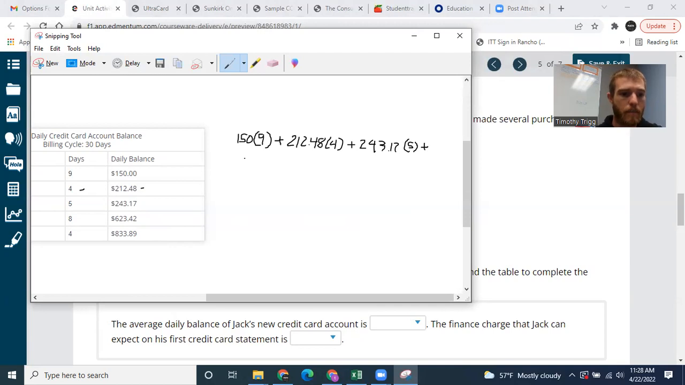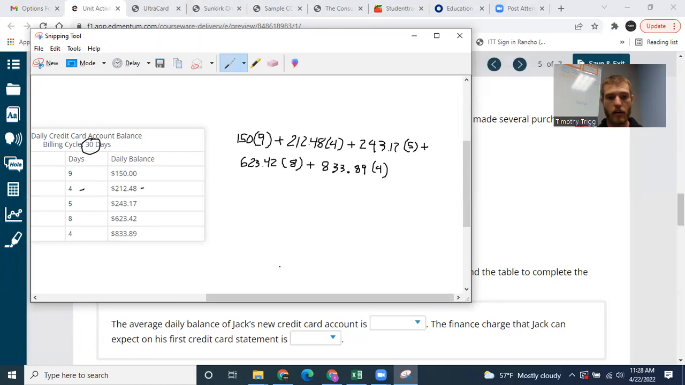I'm going to continue down here, $623.42 times 8 days, plus $833.89 for 4 days. Okay, so you're going to add this all total and then you're going to divide by 30 days because the billing cycle is 30 days. So we're going to find each of these products and then add them all together.